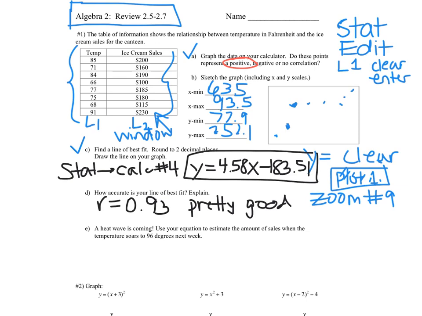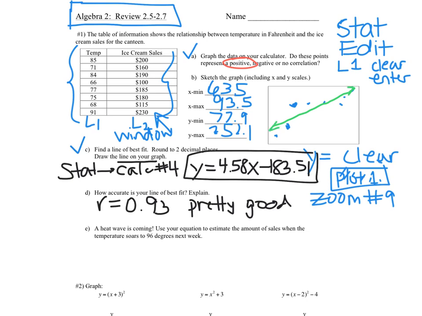And now it says we forgot to draw the line on our graph. So let's go up to y equals. And remember, you can either manually just type in 4.58x minus 183.51 and then graph it. And then my line showed up. It went below these points and above those. And that's where my line showed up.